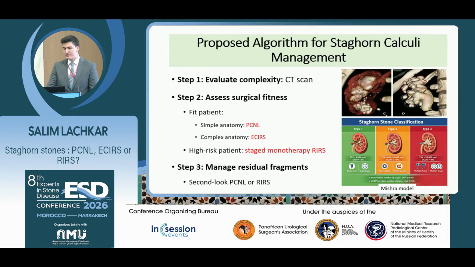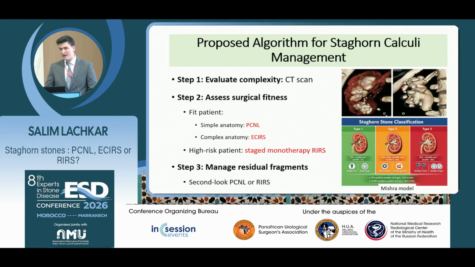So this is a proposed algorithm for treating staghorn calculi. First of all, we have to have the best evaluation of the complexity of the calculi. We can use only the scanner or a more advanced staging system. For the second step, we have to see if the patient is fit or not for surgery. If it's a patient with simple anatomy and no comorbidity, go to percutaneous, as in the guidelines. For more complex situations, go for a combined strategy.